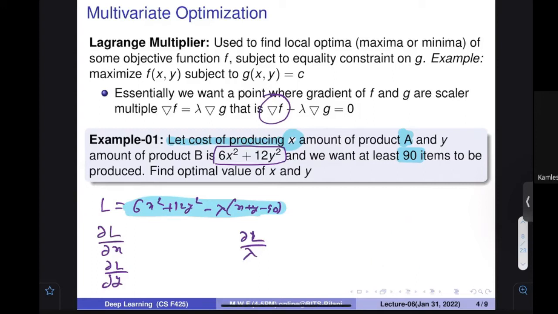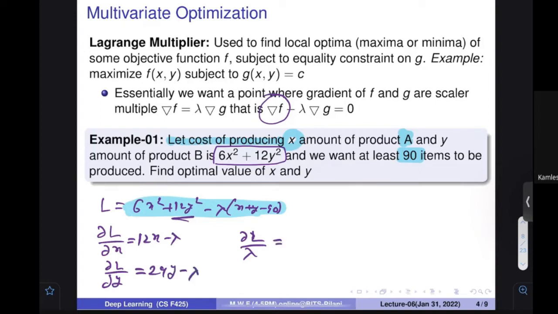So del L upon del x is going to be what? You differentiate, because in this formula there is an x here and also an x here, so you can write 12x minus lambda. Am I right? 12x minus lambda. Similarly, del L upon del y, you differentiate this, 24y minus lambda.